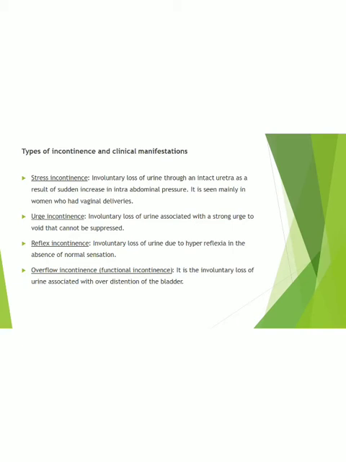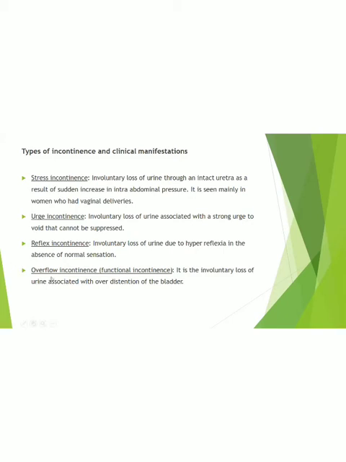Now, next is urge incontinence. It is involuntary loss of urine associated with a strong urge to void that cannot be suppressed. Sometimes when we want to urinate, we have so much urge that we can't stop it. Sometimes we try to hold it because there is no proper place or privacy. We try to stop it, but there is a strong urge and we cannot suppress it, so it comes out involuntarily. Next is reflex incontinence. Involuntary loss of urine due to hyperreflexia in the absence of normal sensation. So when there is hyperreflexia, there can be this involuntary loss of urine.